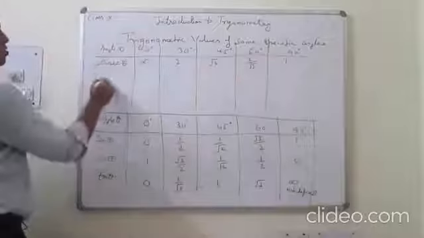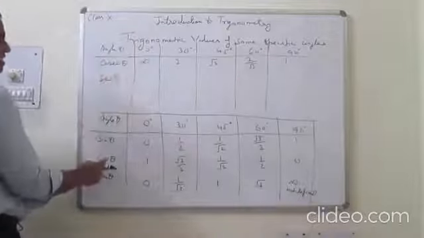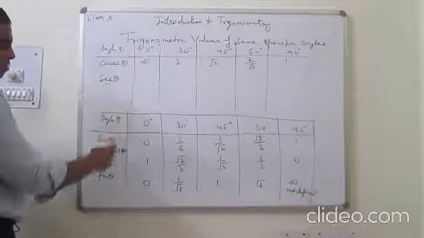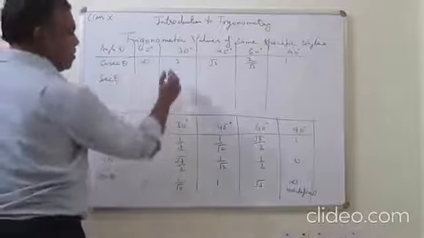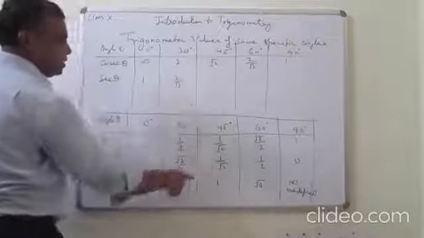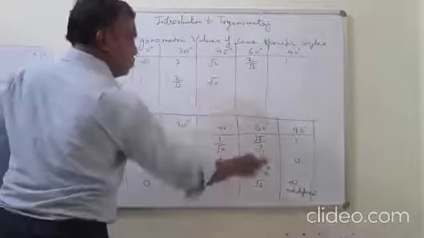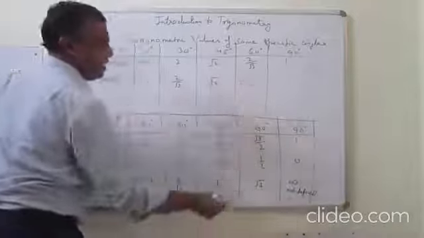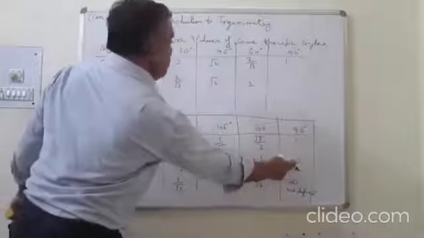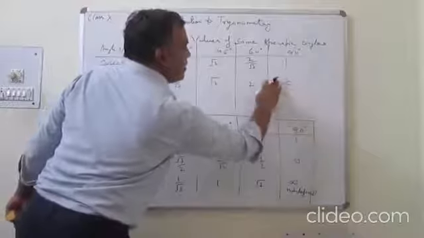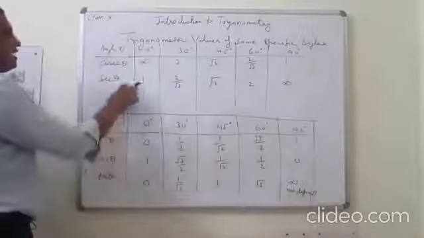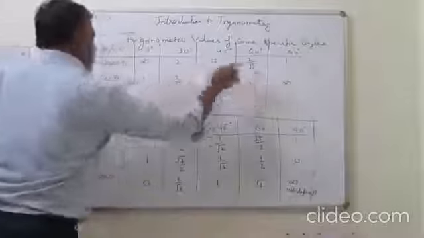Now, sec theta is the reciprocal of cos theta. 1 upon 1 is 1, 2 upon root 3, root 2, 2 upon 1, and 0 upon 1, and 1 upon 0. What will that be? 1 upon 0 is infinity, not defined. So sec theta is increasing from 1 to infinity.